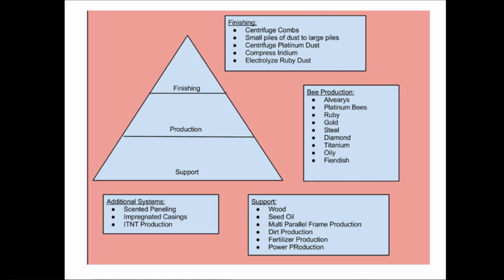So in that you have your alvearies, and all the different types of bees that you want to produce. This is where the frames come into play, and that whole system. And then underneath it you have support, and the support system has to be larger than everything else in the pyramid because of the way that the whole system scales. And down here, this is where we're producing wood, where we're producing seed oil, we have frame production, we have dirt production, fertilizer production, power production, and then there's some additional systems that are tacked onto it, such as scented paneling production, impregnated casing production, and industrial TNT production.